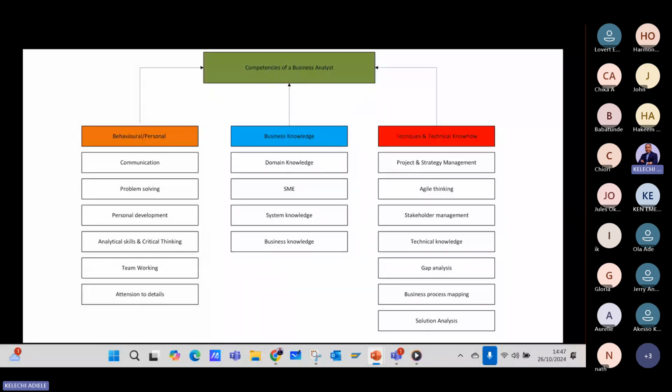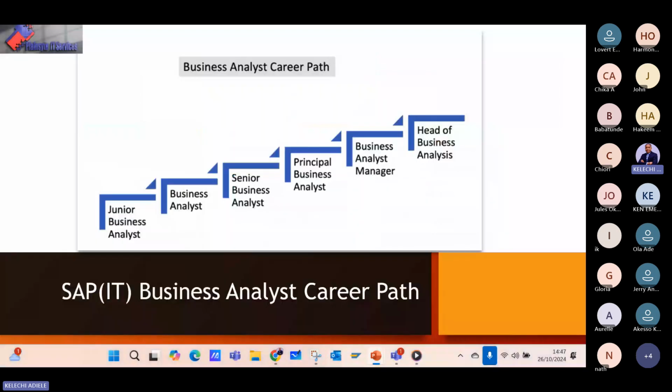So if you have questions, remember you can put them in. Okay, for the want of time, this is not exhaustive, but this is like a career path, how you can grow within the BA space.